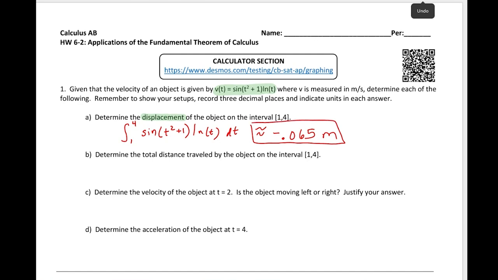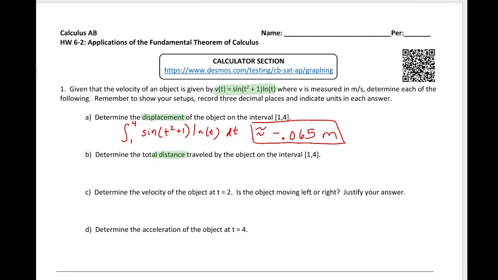Okay, part B asks for the total distance traveled by the object on the interval 1 to 4. The difference between distance and displacement is distance doesn't really care about what direction you're going. No matter what direction you're moving, the distance is going to be positive.